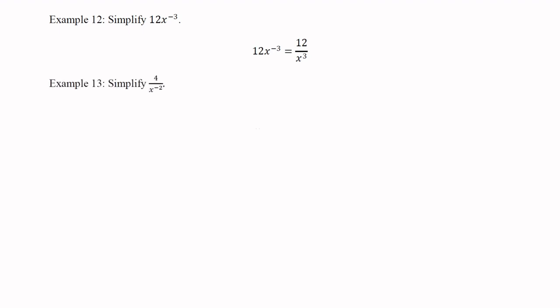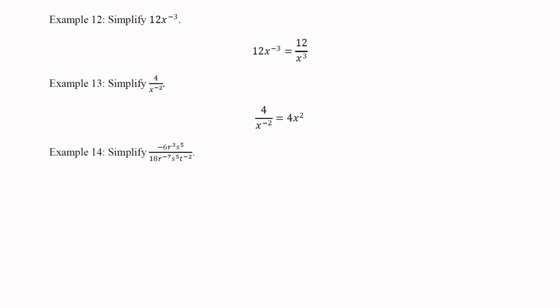Let's simplify 4 over x to the negative 2. Well, since that negative exponent is in the denominator, to make it positive, we're going to move it to the numerator, which would make it 4x squared. The x moves up to the top. We take the negative off of our exponent, and it becomes 4x squared.